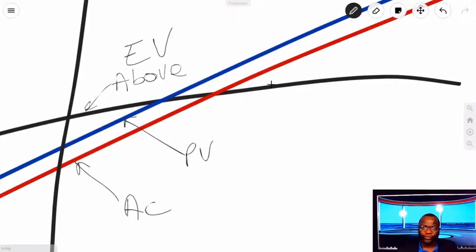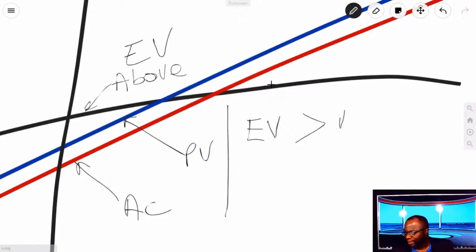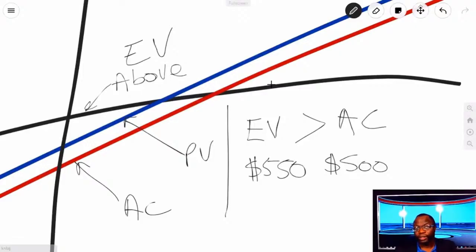Now, what we can infer from this, if EV is greater than your AC, that means you spent $500, but you got $550 of work accomplished. That's good. That means you are under budget. You see how you have to flip the realization?